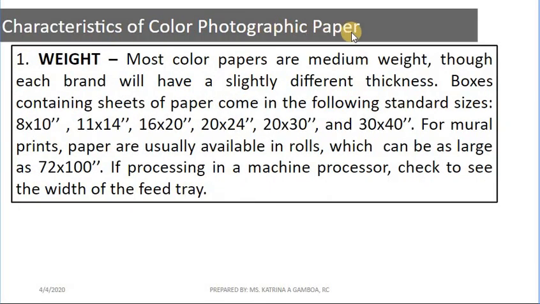So, and the last characteristic of color photographic paper, syempre, it is the weight. Gaano siya kabigat? So, most color papers are medium weight, though each brand will have slightly different thickness. Boxes containing sheets of paper come in the following standard sizes. Ayan, may 8x10, 11x14, yan. For mural prints, or yung mas malaking prints, paper are usually available in rolls. Hindi nila binabox yan, niroll nila, kasi mas malaki. Which can be as large as 72x100. If printing in a machine processor, check to see the width of the feed tray. So, that is the color photographic paper.